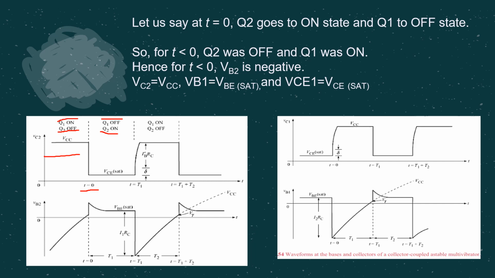Hence for t less than 0, VB2, the base potential of transistor Q2, is negative, and the collector potential of transistor Q2, VC2, is how much? VCC. And base potential of transistor Q1 is VBE SAT, and collector potential of transistor Q1, VC1, is VCE SAT. These are the initial values for t less than 0.